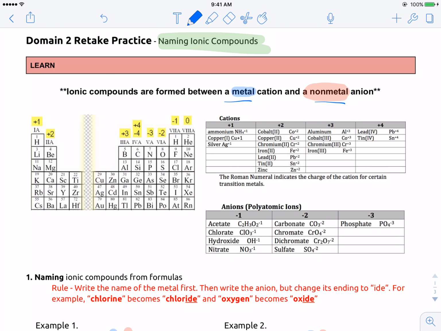In this video, I'm going to show you how to name ionic compounds. And ionic compounds are formed between a metal cation and a non-metal anion. So a metal that has a positive charge and a non-metal anion that has a negative charge. And in this worksheet, I've highlighted all of the metals blue and all of the non-metals red to help me separate the two in the compound.